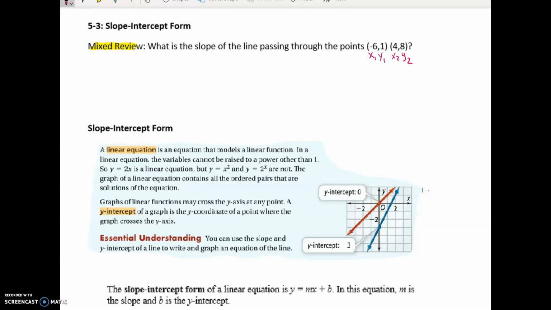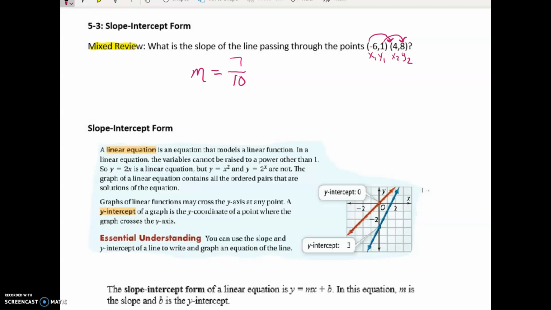Or we could just look at how it's changing. How is the y changing from 1 to 8? You can see it's changing by 7. And then how is the x changing from -6 to 4? So we can see it's going up by 10. So my slope should be 7/10.